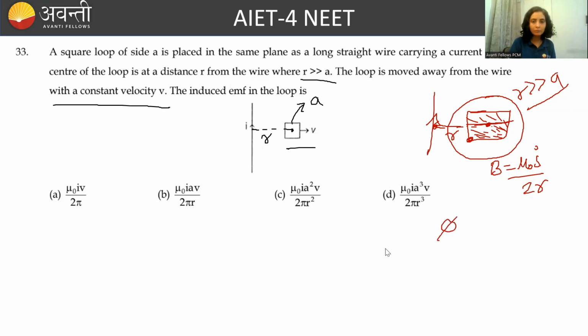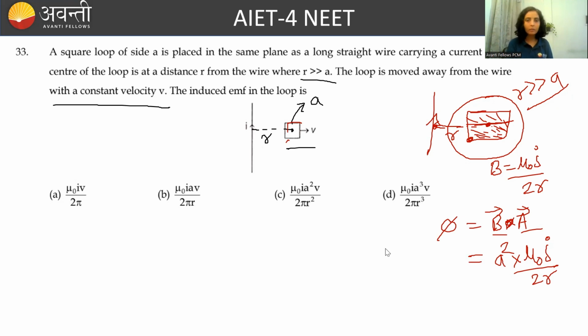Now what will the flux be? Flux is B dot A. Here the current is going in an upward direction, and the magnetic field on this side is in the inward direction. Also its area vector, since the loop is in this plane, will be perpendicular to the plane. So the angle between the magnetic field and the area vector is 0 degrees. So this is BA. Area is A square, into mu naught I by 2R. This is our flux.